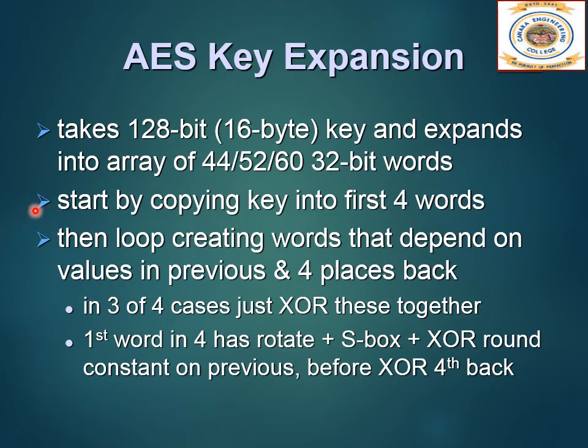Now the pseudocode we will see later, but let me just explain how this is taking place. The key is copied into the first 4 words of the expanded key. The remainder of the expanded key is filled in 4 words at a time. Each added word depends on the immediately preceding word and the word 4 positions back. In 3 out of 4 cases, a simple XOR is used. For a word whose position in the array is a multiple of 4, a more complex function is used.